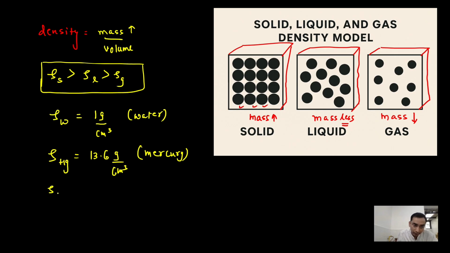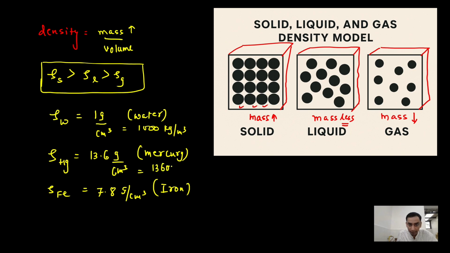Then we have the density of iron, that is 7.8 grams per centimeter cube. So this is iron. Now, if you want to convert this into, say, SI units, multiply this number by 1000, so 13600 kg per meter cube for mercury. Again, multiply this number by 1000, 7800 kg per meter cube in SI units, right? Now, see, from density, what can we conclude?